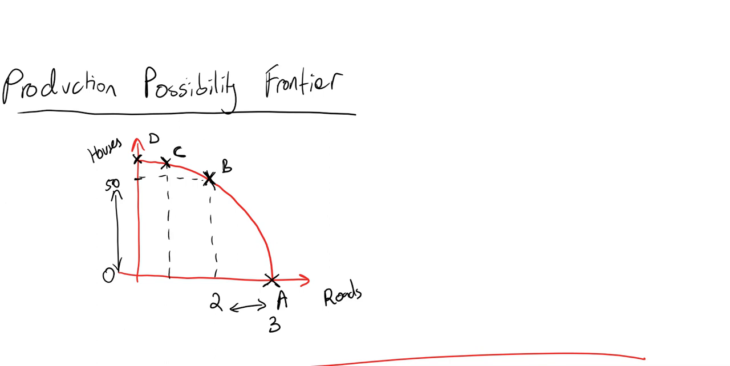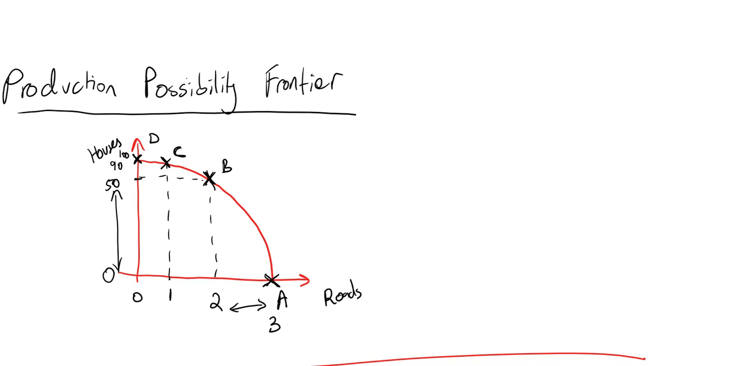Again, at point C, we're losing an additional road, and in return we're gaining 40 houses, so this becomes 90. And then finally at point D, the company is allocating all its resources towards the production of houses, and we have 0 roads being produced.